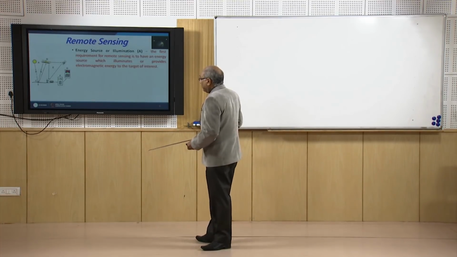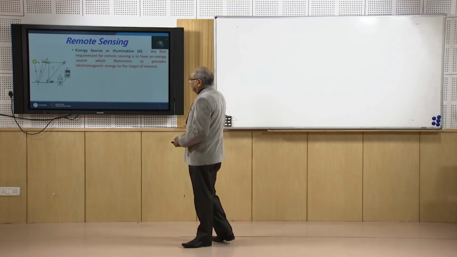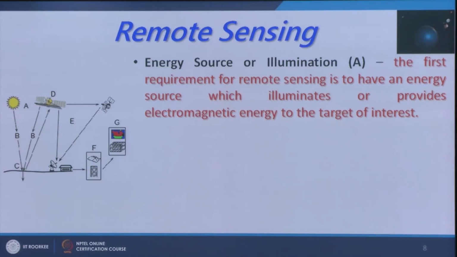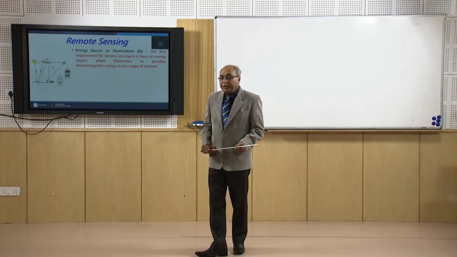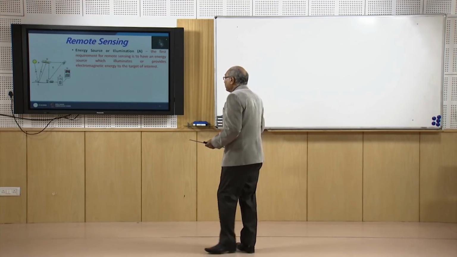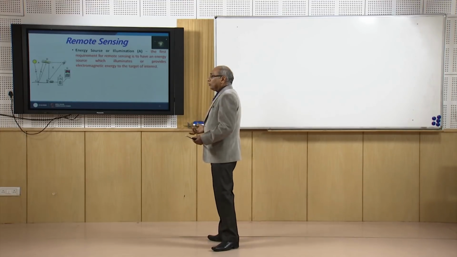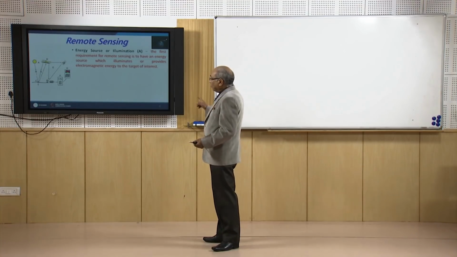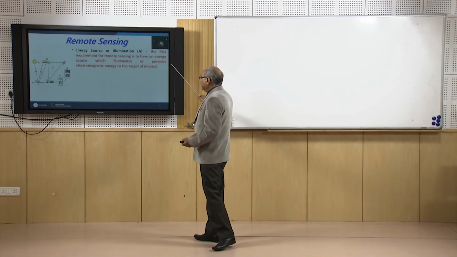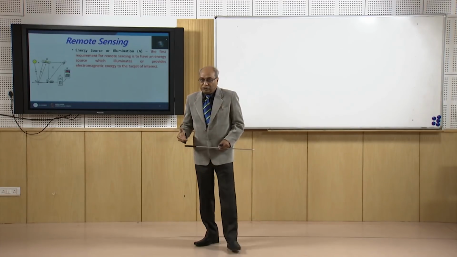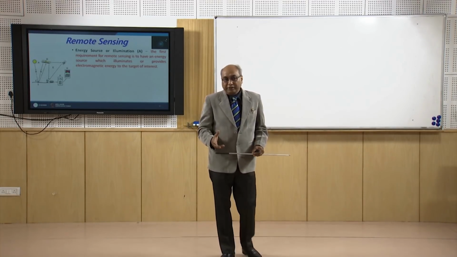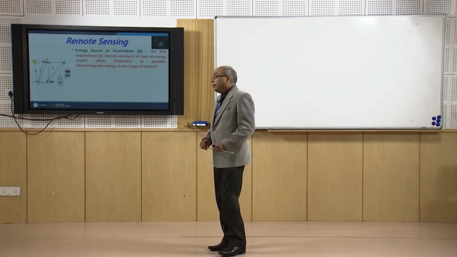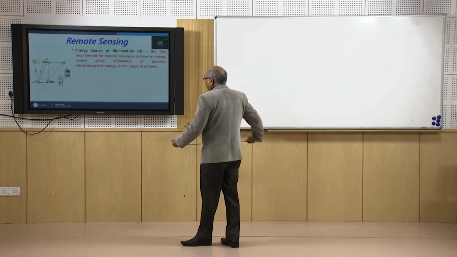Now one by one we will go through this. A is the illumination source, shown there as the sun. The first requirement for remote sensing is to have an energy source. Without that energy source we cannot have illumination, or we cannot have recordings of any target of interest. And as I have also mentioned, if you do not have the illumination source, then natural emittance, the natural emission of energy coming out of different objects, may also work there. So that is also there.